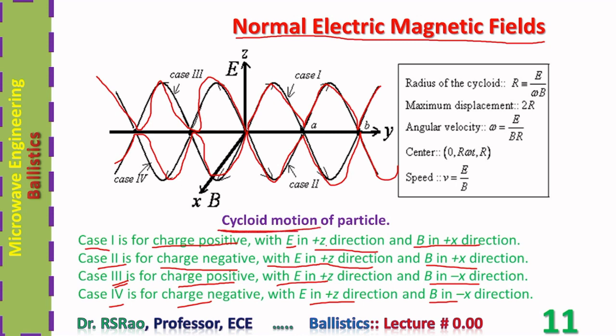This situation we encounter in cavity magnetrons or cylindrical magnetrons. In those devices, the electric field is radial, the magnetic field is axial. So the fields are normal to each other. Now electrons are injected, emitted into the crossed field region. The motion of the electrons can then be understood easily once we have an understanding of cycloid motion of charged particles under the influence of normal fields. The radius of the cycloid, displacement of the cycloid, angular velocity, center, speed, etc. All these parameters depend upon the magnitudes of the fields.